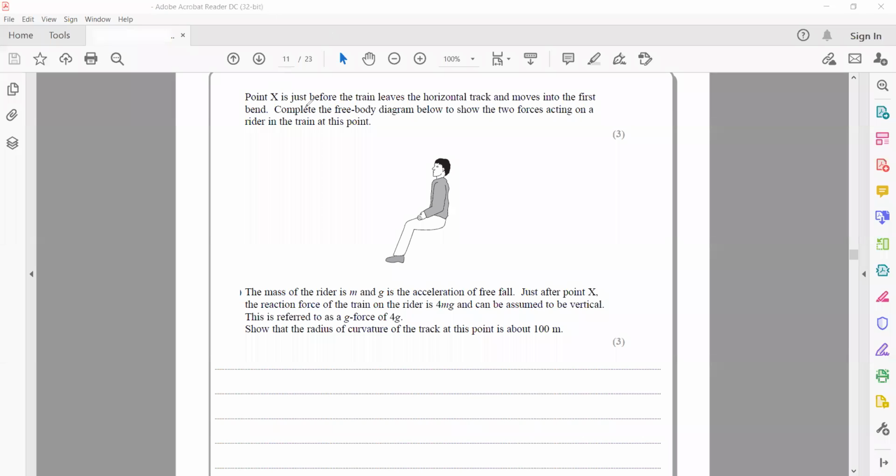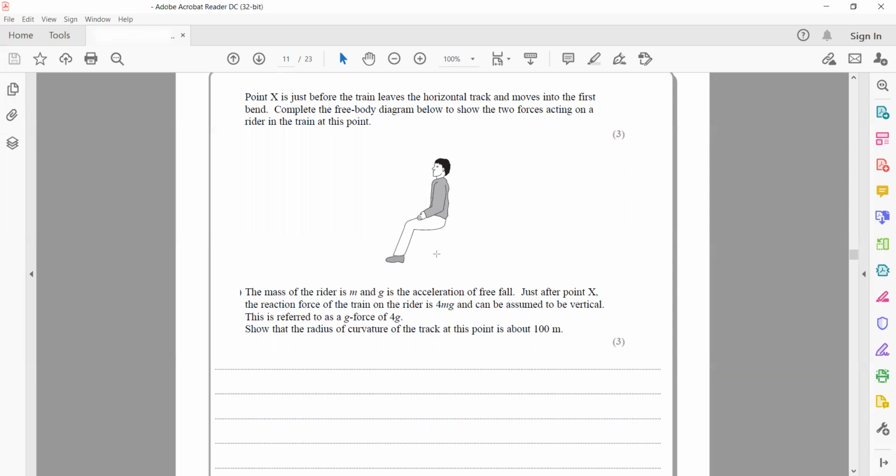So in part B, point X is just before the train leaves the horizontal track and moves into the first bend. Complete the free body force diagram to show the two forces acting on the rider at this point. So the two forces acting on the rider at this point: number one, the weight, which is acting downward, and the other one, the normal contact force, which is acting upward.